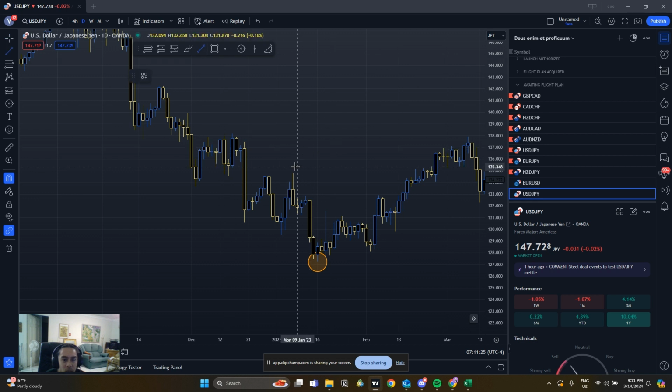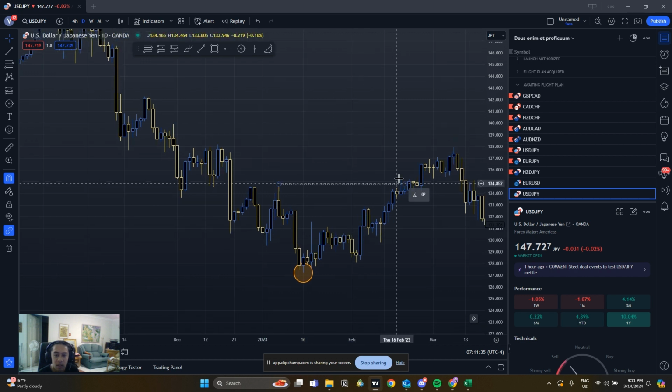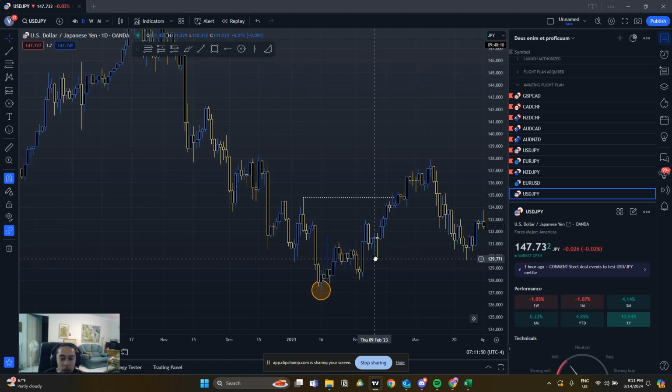So I look for the highest point of that, or the deepest part of the pullback. Once price has broken the lowest point, it needs to come back and close above it. On this candle, it closes above this point, so this officially becomes a lower low. That's my first criterion. Now I can look for a trade.